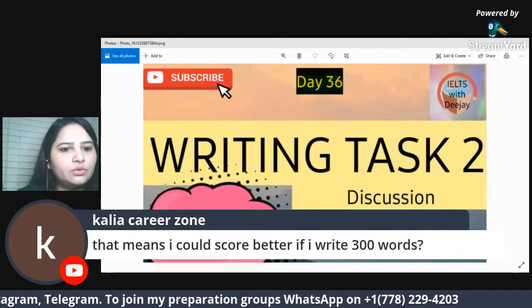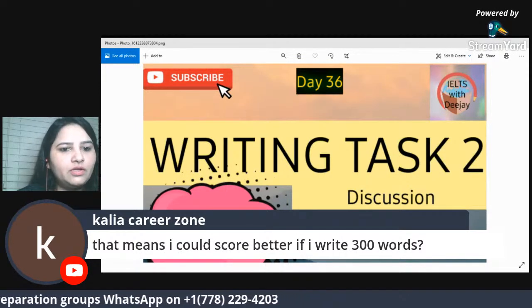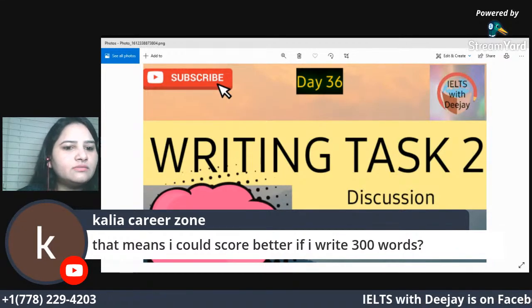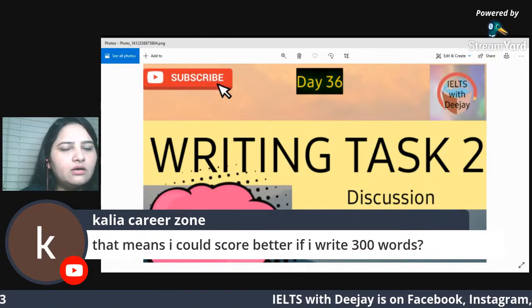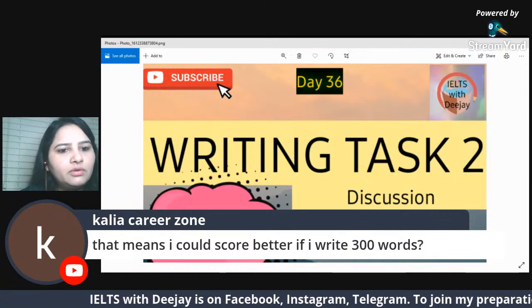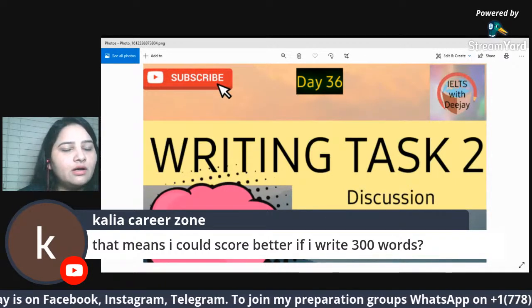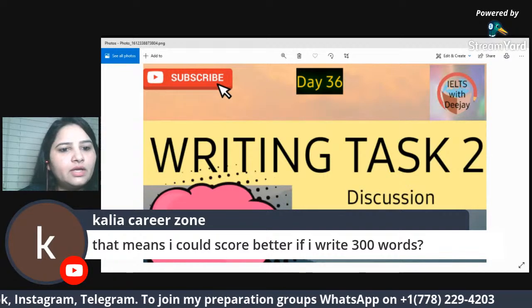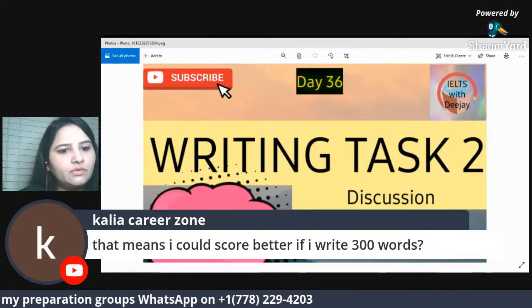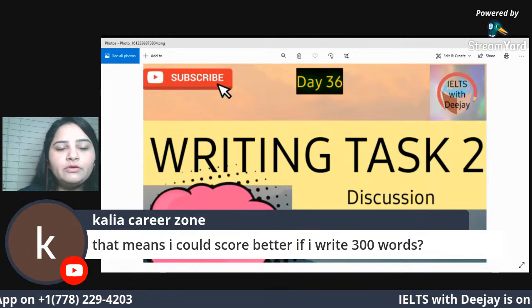If I write 300 words, yes, when you are following the instructions, because you got six with less words. So if you write the proper word count, then you will be able to get 6.5 easily. And if you are good with the grammar, then easily you can get 7. So just keep it simple, keep it understandable, flawless.